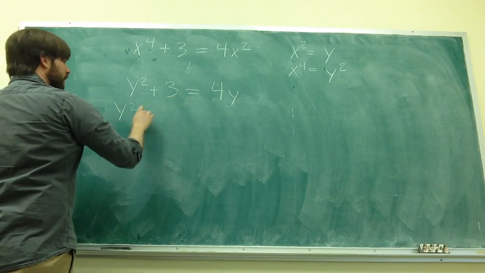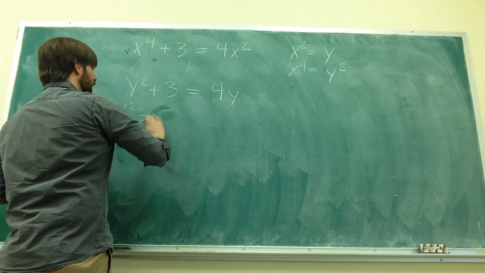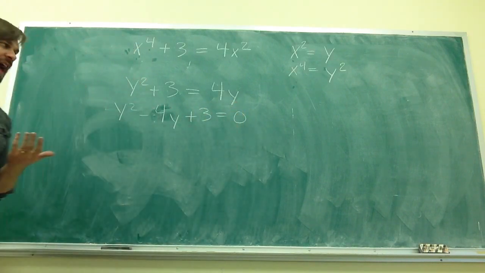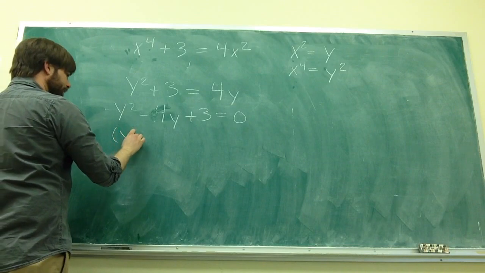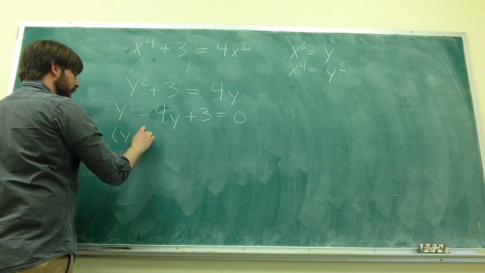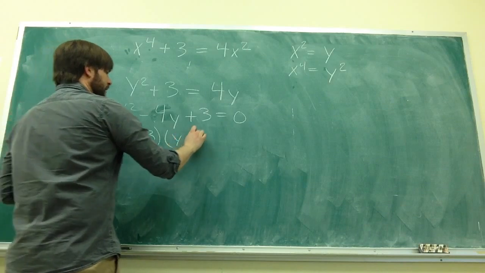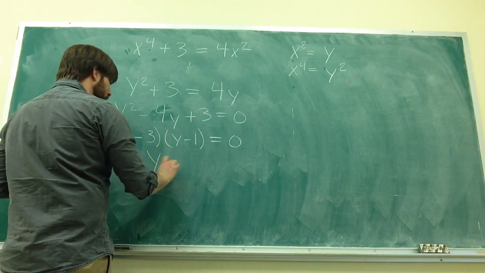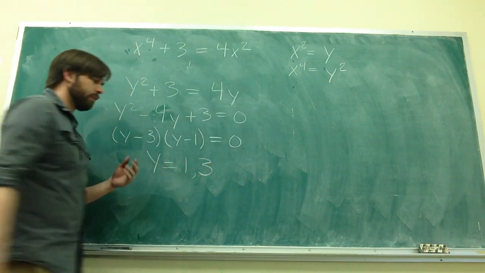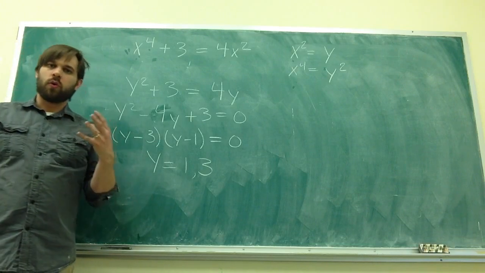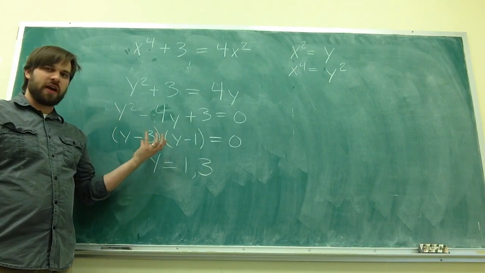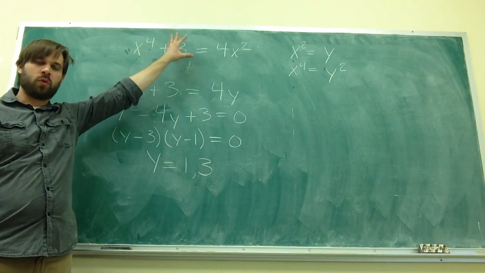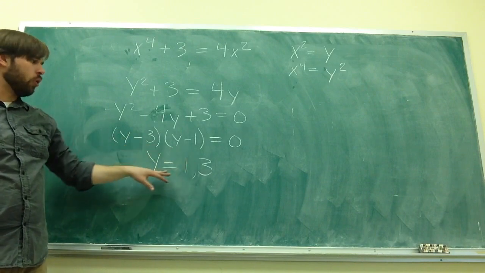So subtracting the 4y, we get y squared minus 4y plus 3 is equal to 0, which factors as y minus 3, y minus 1 equals 0. Now solving for y, we get y equals 1 or y equals 3. So we've got a solution to this quadratic, which we can then go back now and use to help solve this quartic. So we know y equals 1 or 3.